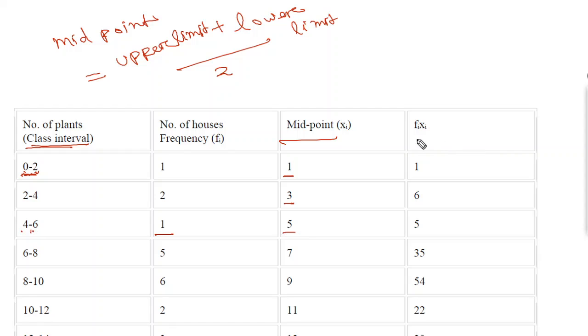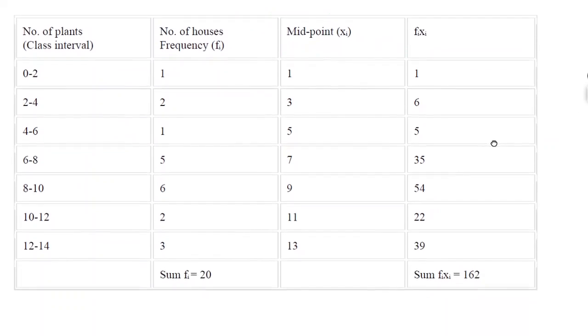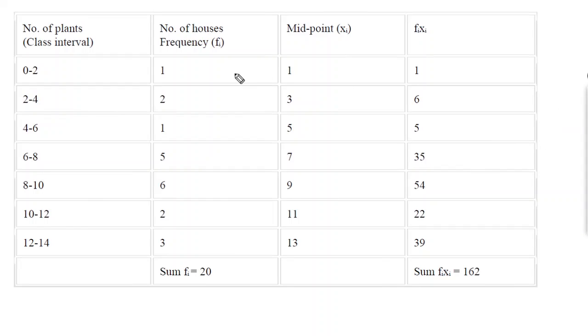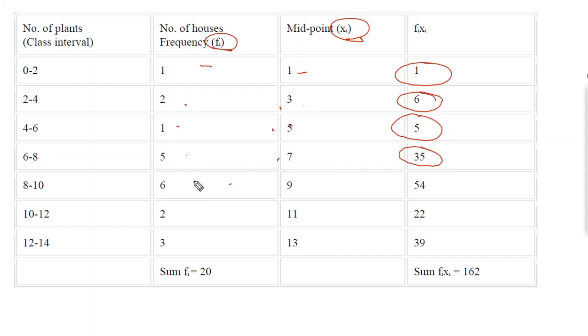Then Fi Xi. So first of all, the number of houses will be your frequency and the midpoint will be your Xi. So what we have to do? We have to multiply the Fi and Xi. So 1 into 1 is equal to 1. 2 into 3 equal to 6. 1 into 5 equal to 5. 5 into 7 is 35. 6 into 9 is 54. 2 into 11 is 22. 3 into 13 is 39. So this is your Fi Xi, that means Fi into Xi.